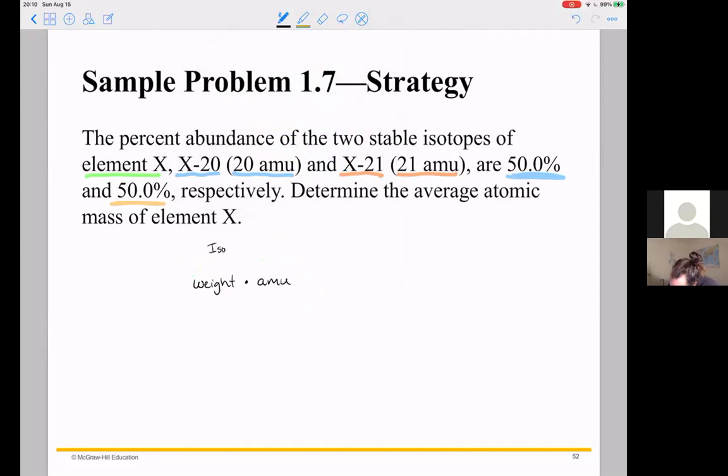This is isotope 1. And then you're just going to add the weight times the mass for isotope 2. And that will give you the average atomic mass.